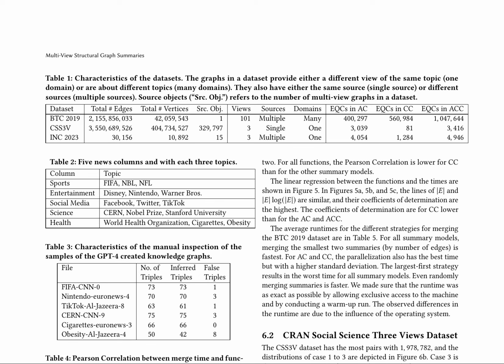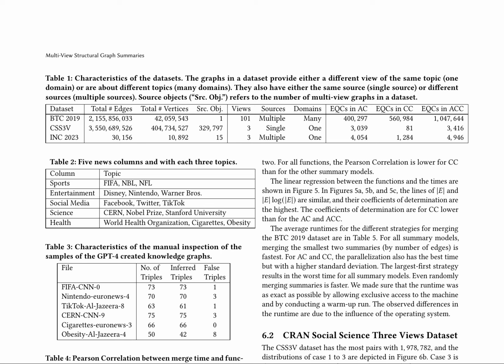This research paper explores the concept of multi-view structural graph summaries, focusing on 3 datasets: Billion Triple Challenge 2019, BTC, CRAN Social Science 3 Views, CSS3V, and International News Coverage 2023, INC. These datasets provide different views of the same topic or different topics, sourced from single or multiple sources. The paper presents a detailed analysis of these datasets, including case distributions for each dataset, Pearson correlation between merge time and functions, and linear regression results.